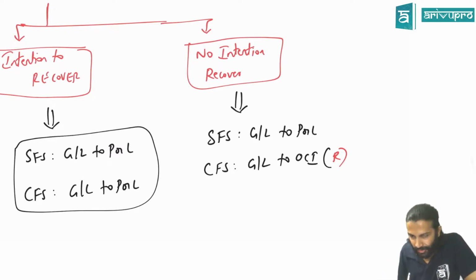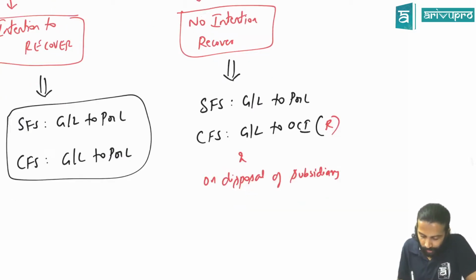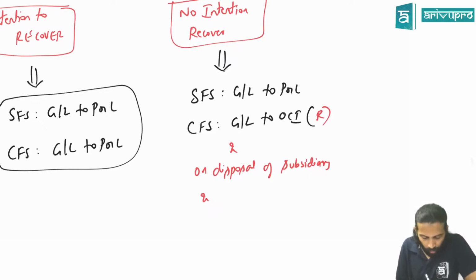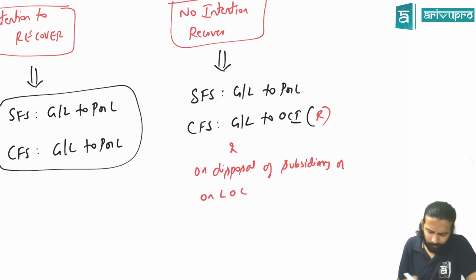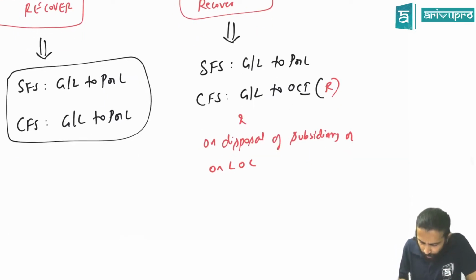Reclassifiable gains, correct? And then what will you do? On disposal of what, sir? Subsidiary? Is it necessary to dispose of the subsidiary fully? Or when will consolidation end? Or on loss of control? Or I can just write LOC. Whenever loss of control happens, then what will happen?